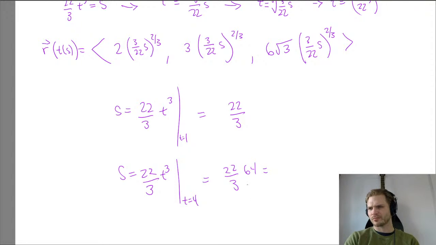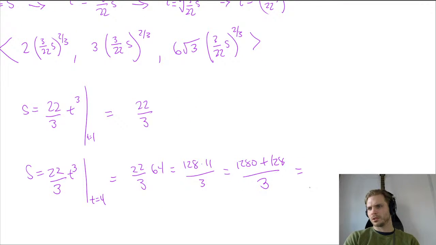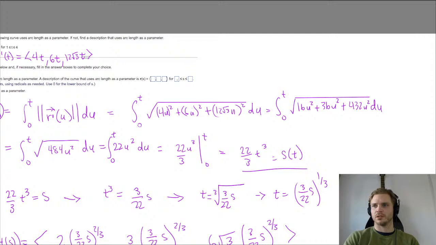That's like 128 times 11/3, which is 1280 plus 128/3, which gives us 1408/3. Somebody check me. I think that's right. Yeah, that looks good. Okay, and so those numbers go in here and here. Yeah, I think that's right. Punch it in and let me see.